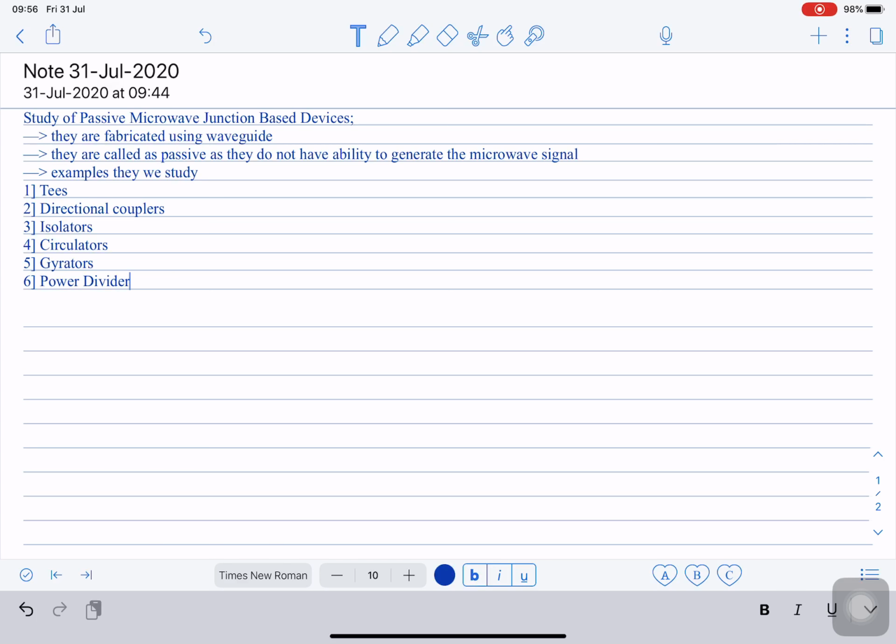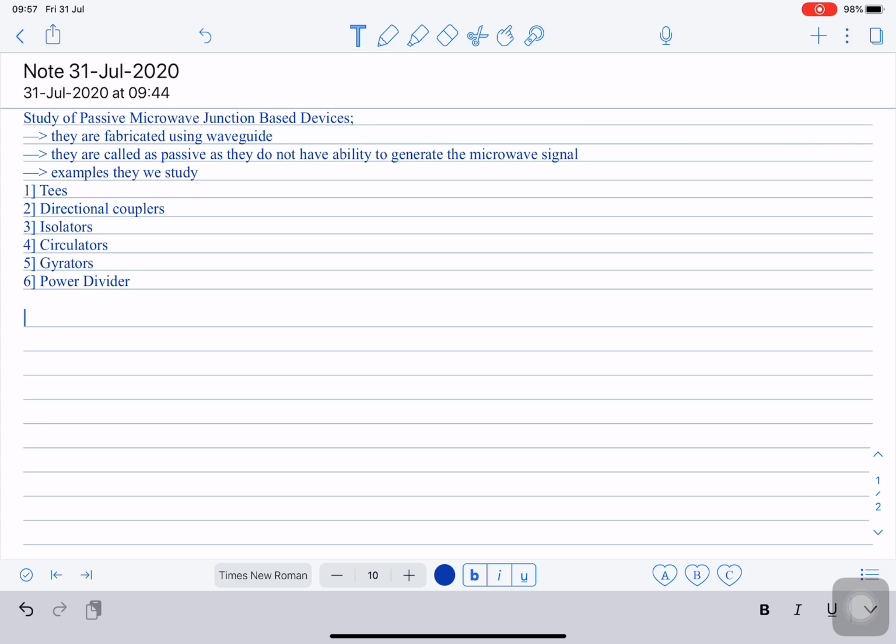One by one we will go through each of these different types of passive microwave junction based devices, and we will see their construction, for what purpose they are being used and how they typically operate. For some of the passive microwave devices listed here, we are also going to derive the scattering parameter matrix. So one by one we will go through the study of these different types of devices.